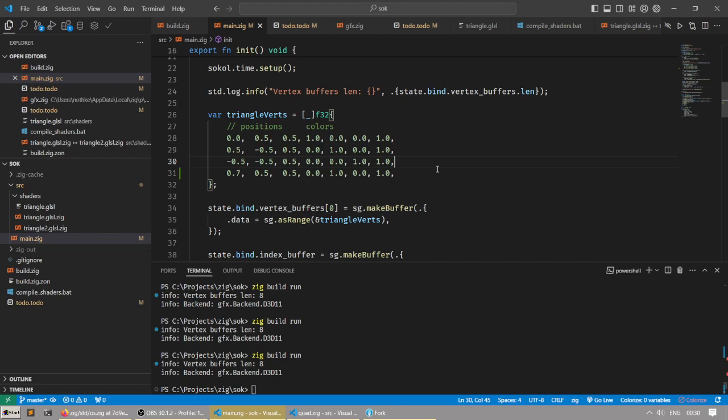So Blargamel Jones here says, Sokol is nice because 0 is almost always a valid value. If you just don't set an index type, it's just not indexed. Yeah, nice.